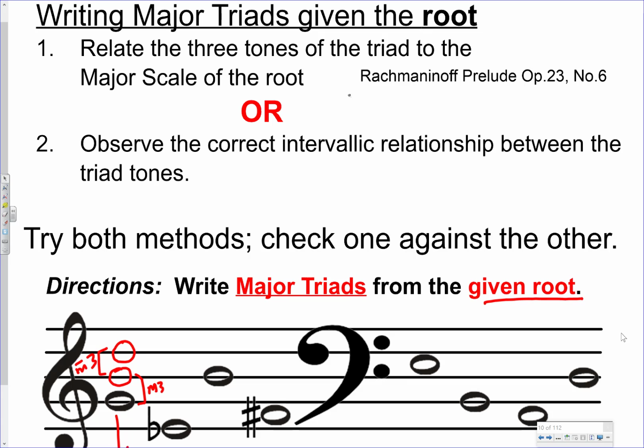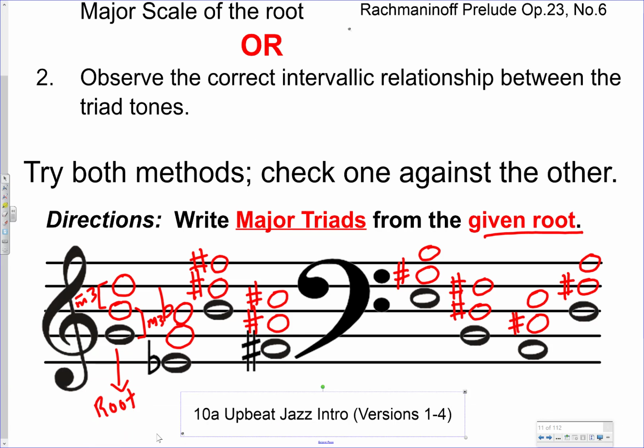Ask yourself if B and D are in that key of G major. If they are, the triad is major. Then you can check the other method against that one. In other words, from the root to the third is a major third, from G to B, and then a minor third from B to D. Therefore, the triad is major. So let's see how you did.